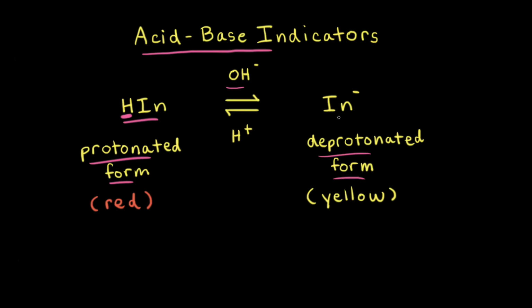So we lose an H and we lose a positive charge. So the deprotonated form is represented by IN with a negative charge. And if we add an H plus to the deprotonated form, we would make the protonated form of the acid-base indicator. For this hypothetical acid-base indicator, the protonated form is red and the deprotonated form is yellow.